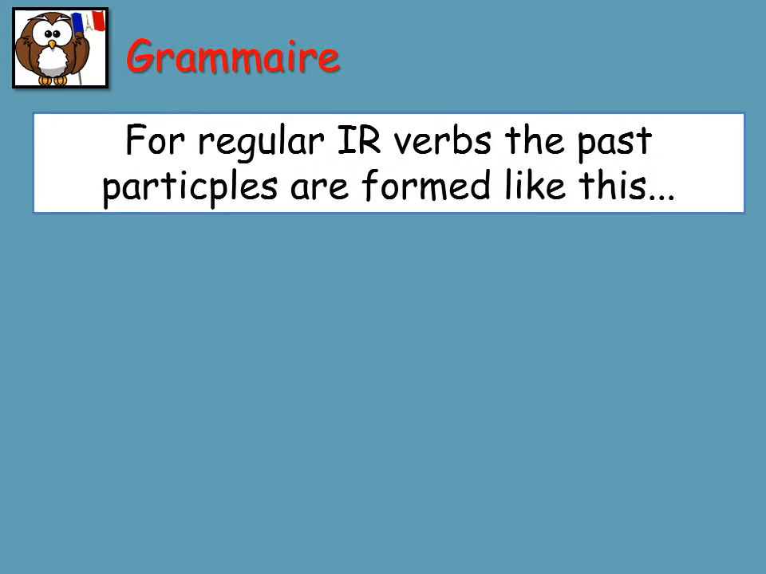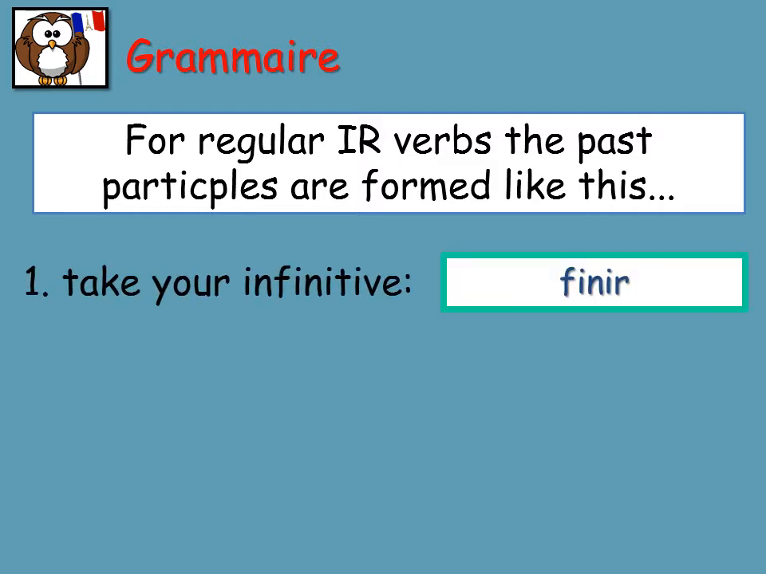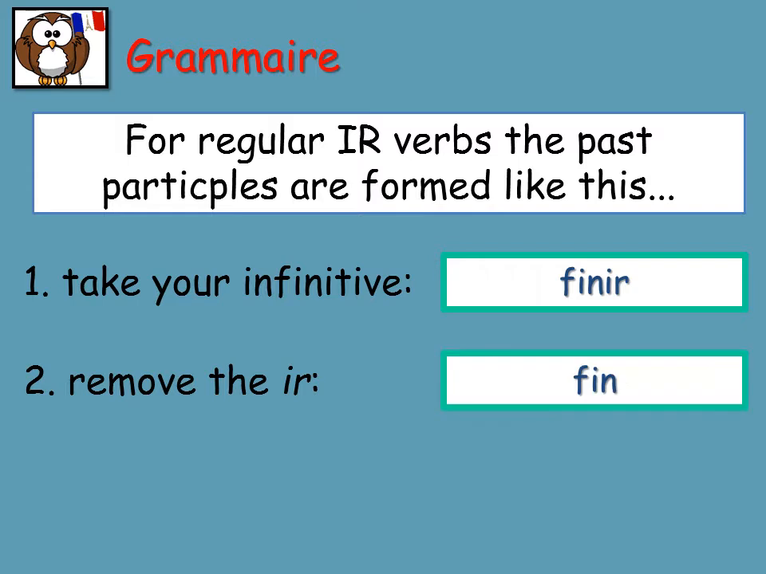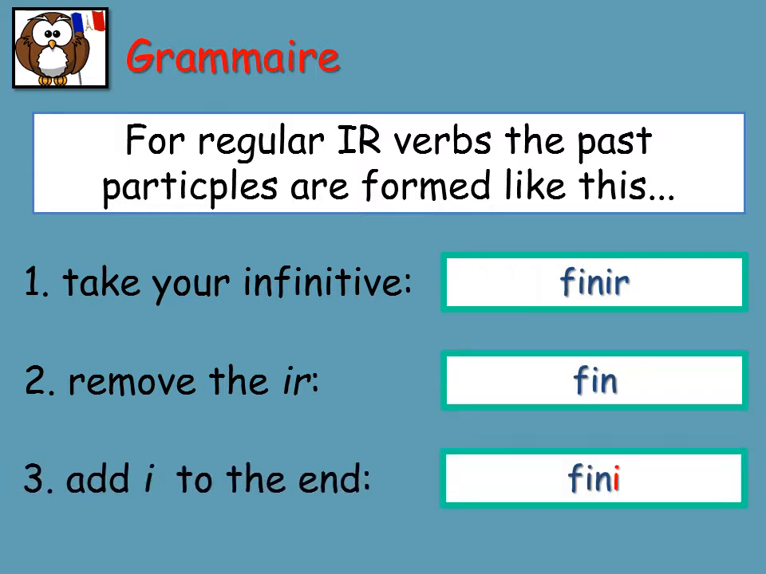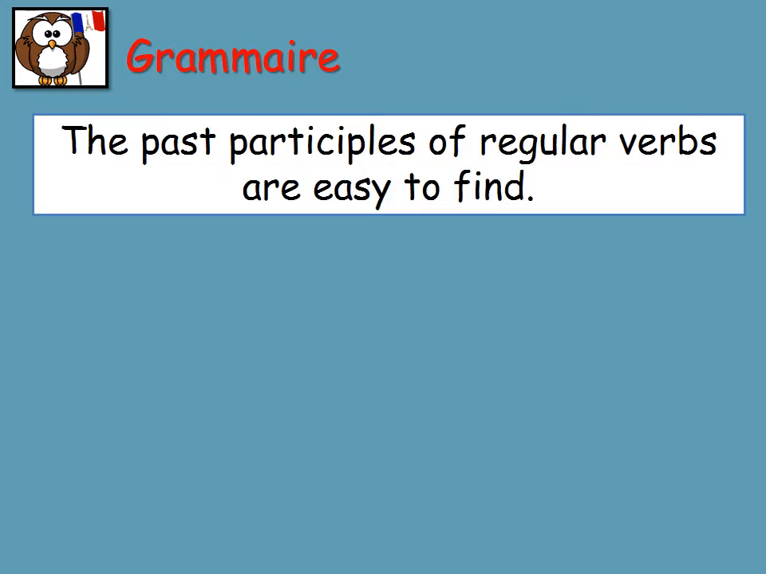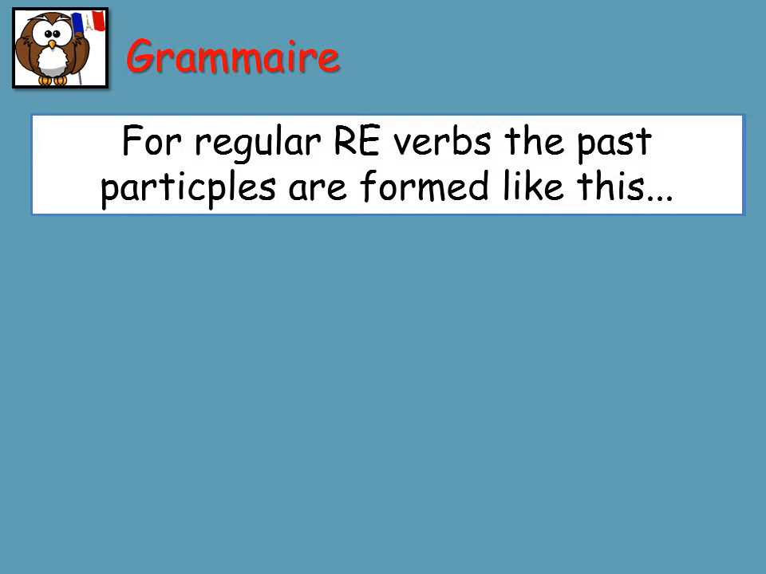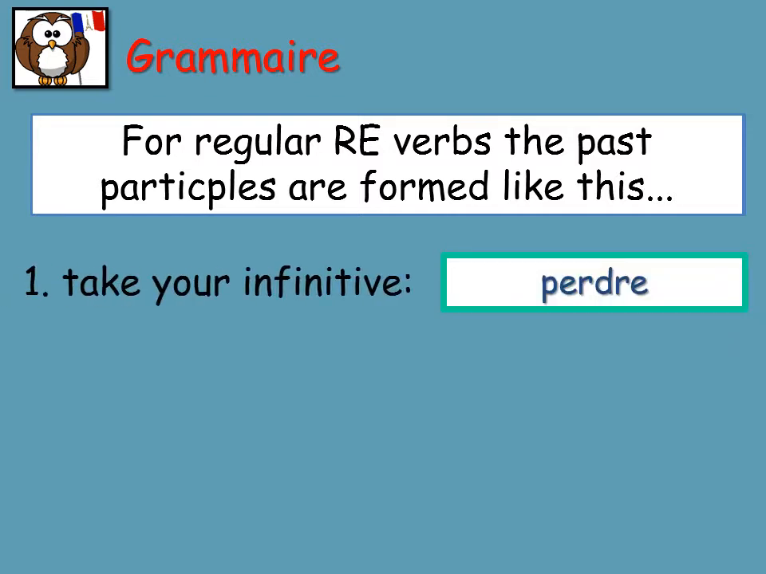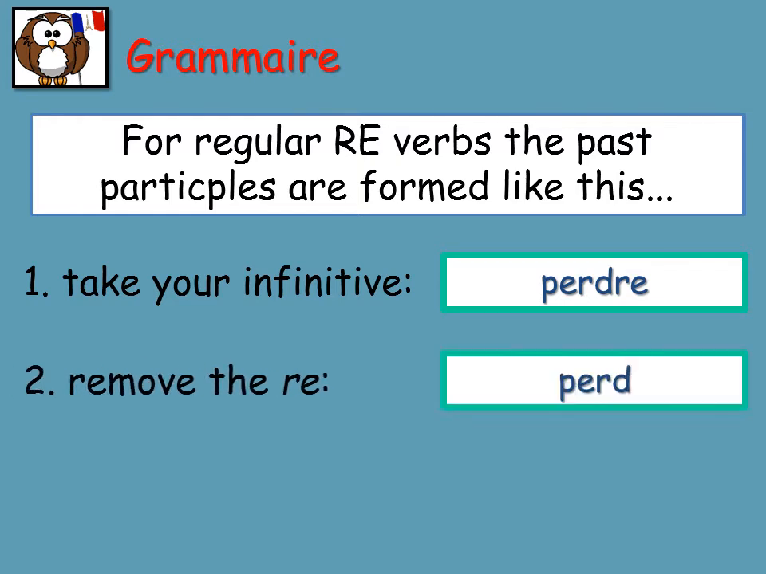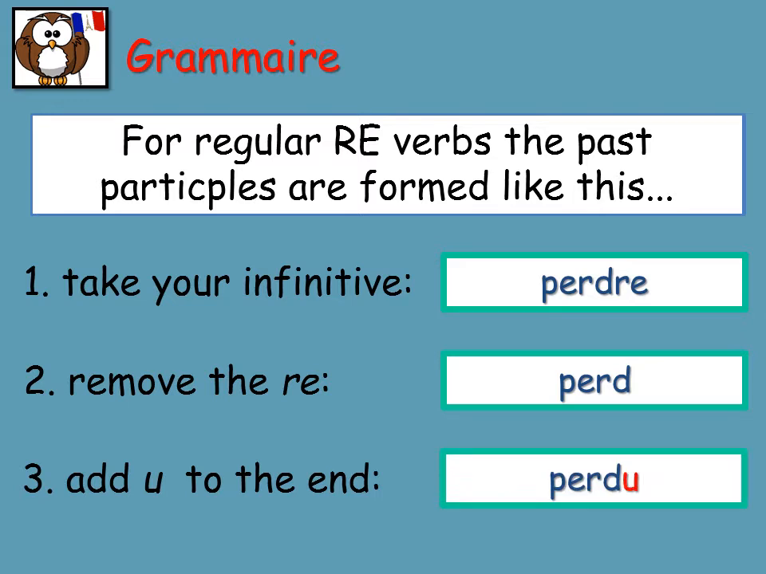For IR verbs, regular IR verbs, you take your infinitive, finir, take off the IR and add I back onto the end. Fini. Then RE verbs, take your infinitive, perdre, to lose, you remove the RE, and then, wow, go crazy, add a U, perdu. J'ai perdu mon livre. I lost my book.